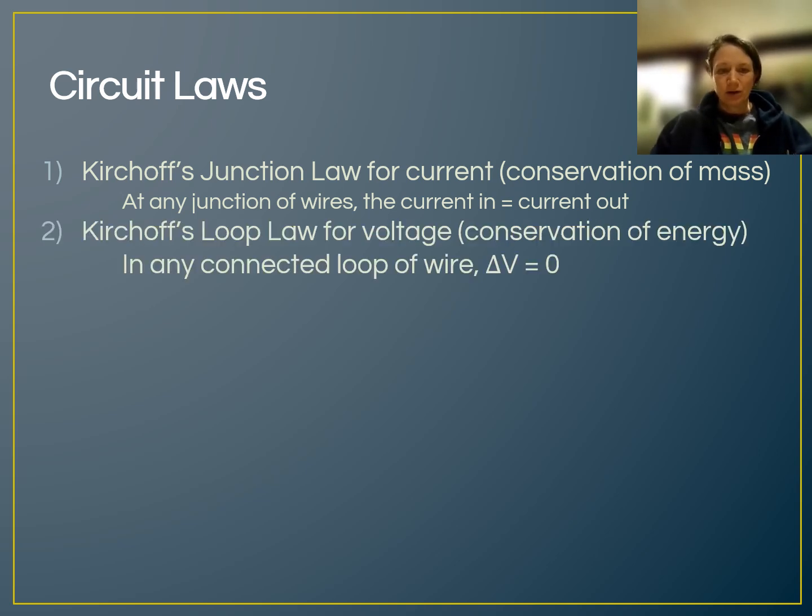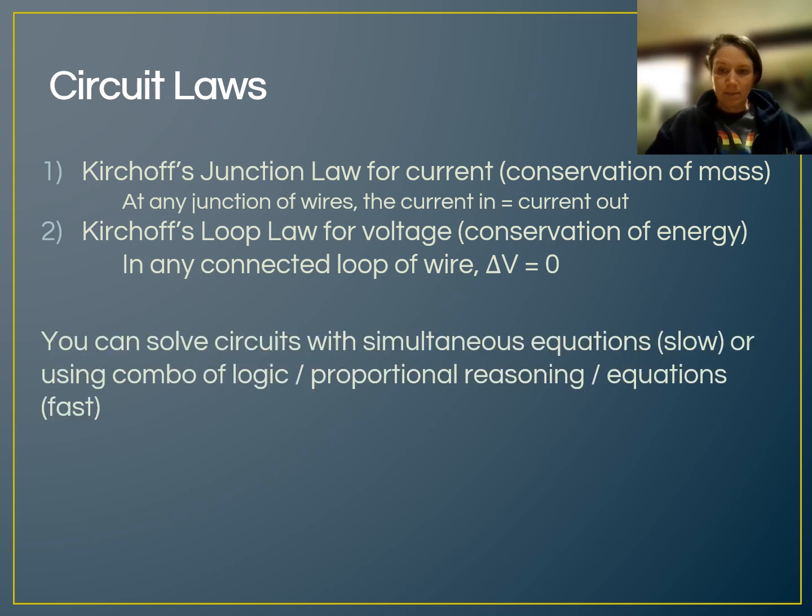The second big circuit law is called Kirchhoff's loop law for voltage. This comes from conservation of energy, and it says that in any single connected loop of wire, the delta V across the entire loop is always going to be 0. In other words, by the time the electrons make it back to their starting spot, they should have exactly the same energy they had the last time they were there, right? It's kind of a self-sustaining situation. You might gain some energy passing through a battery at one point in that circle and then lose it in resistors, but by the time you get back to where you started, your overall energy has stayed the same.